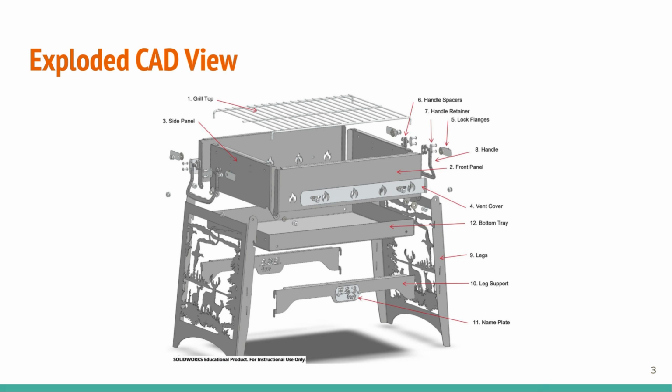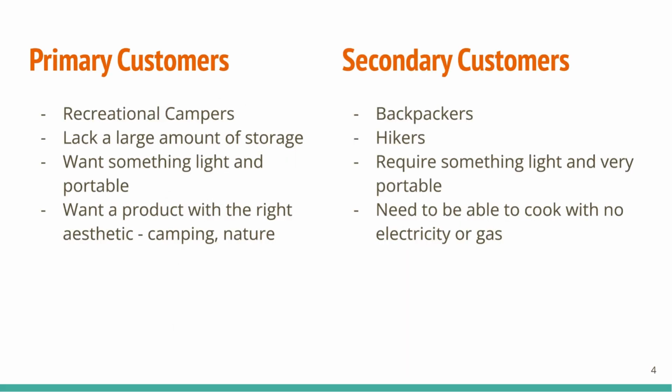This is the exploded CAD view, and this shows more detailed all the parts that are included in this product. For our primary customers, we believe this will be recreational campers who do not have a lot of storage and want something light and easy to use. They also would want a product that has an aesthetic that's nature forward and good for camping. Our secondary customers are backpackers or hikers who need something light to carry on their backs when they're hiking and are not able to have access to electricity or gas to cook.